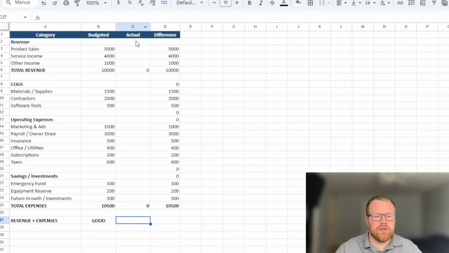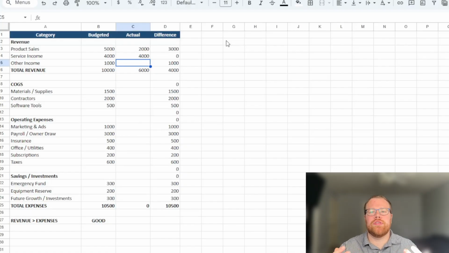Okay, so let's go through this. Seeing our revenue sales come in a little below forecast. We're looking at 2,000. Service income, maybe that hits our projected. And when we're looking at the budgeted column, that's just simply projections, right?